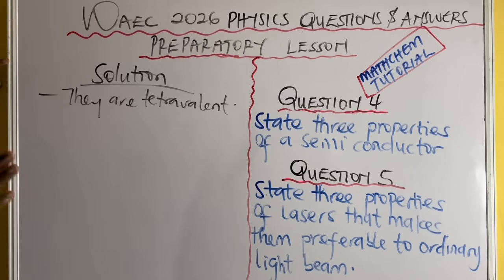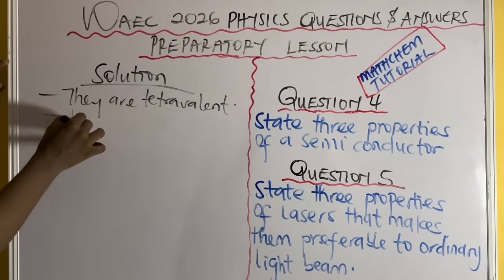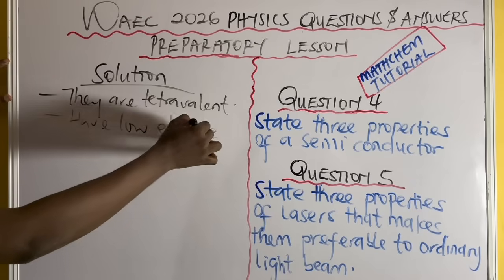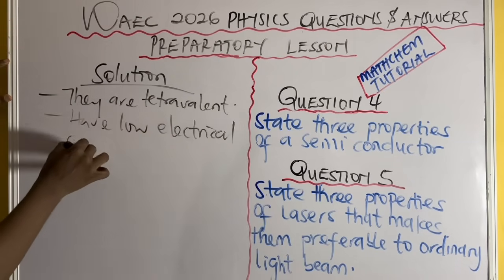All non-metals are non-conductors. Silicon here is a good example. Silicon behaves as a semiconductor, meaning it is in between metal and non-metal, in between conductor and insulator. So they are tetravalent, plus or minus 4. Another thing is that they have low electrical conductivity.